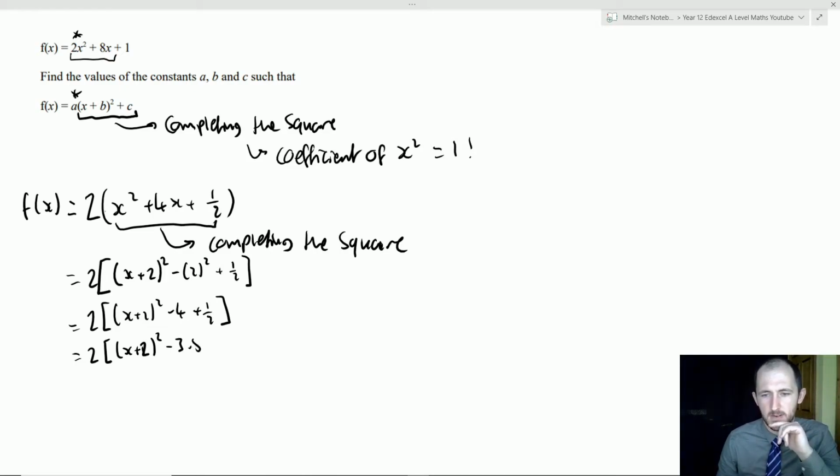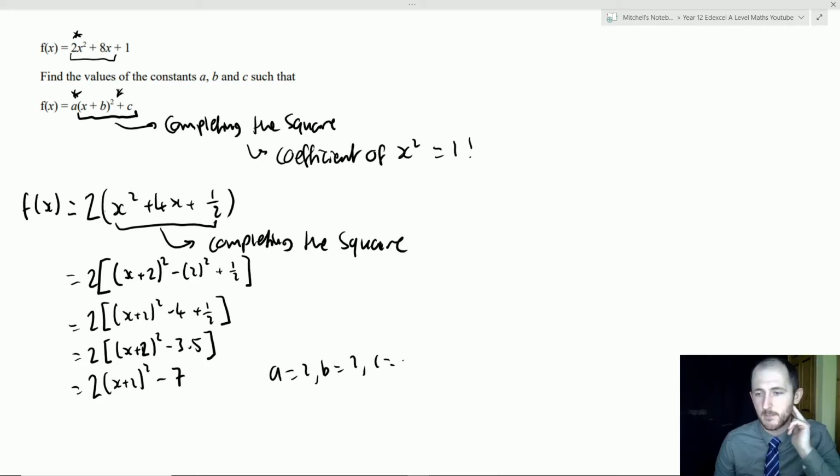I'm not going to write it as a fraction, but it's 7 over 2 if you want it as a fraction, which can help. Now we expand the brackets, because look here, there's no square brackets. So we get 2 times x plus 2 squared minus 7. That's it. So if you want to find the values, a is 2, b is 2, c is minus 7.